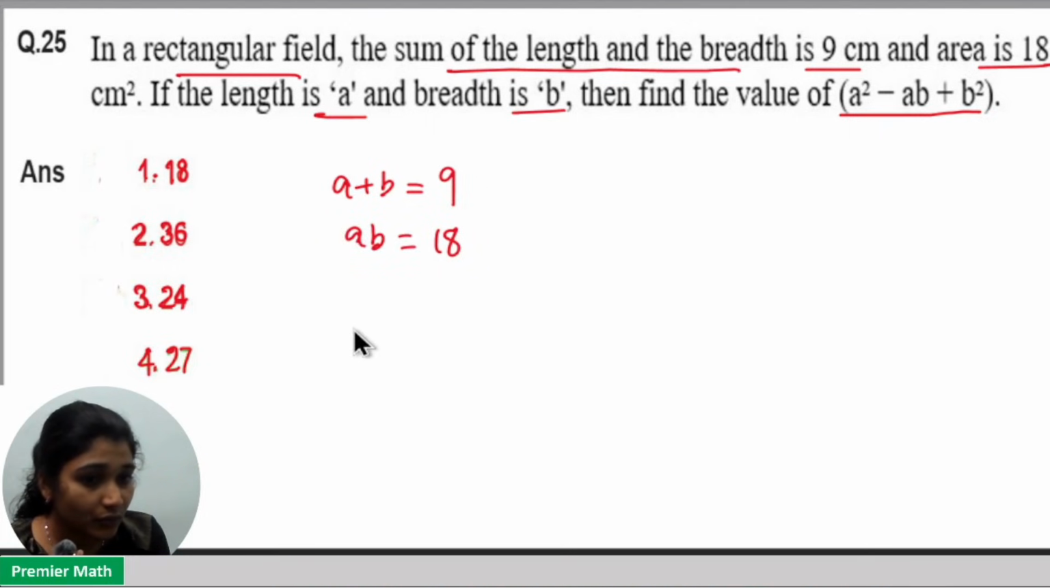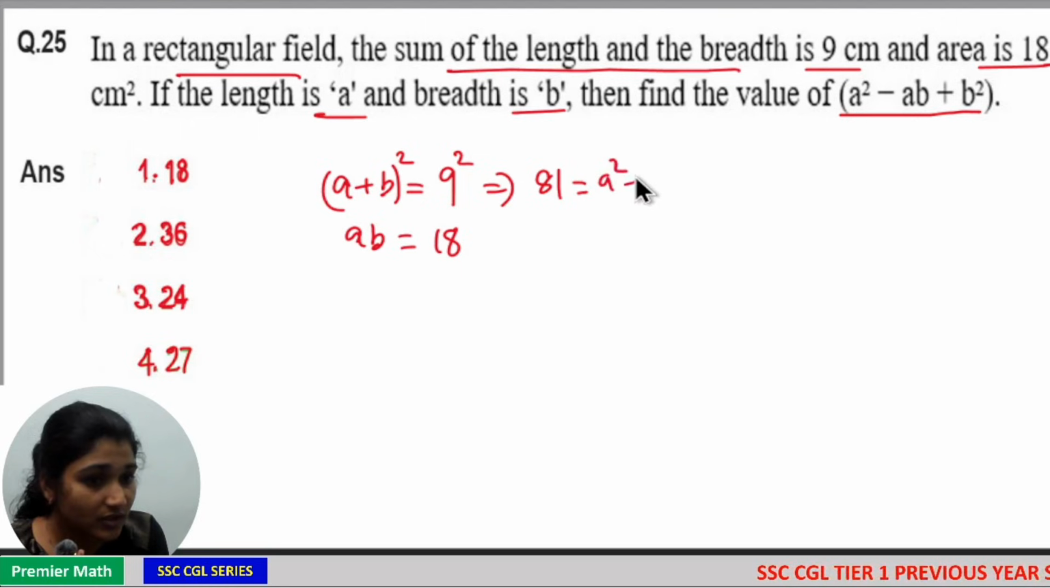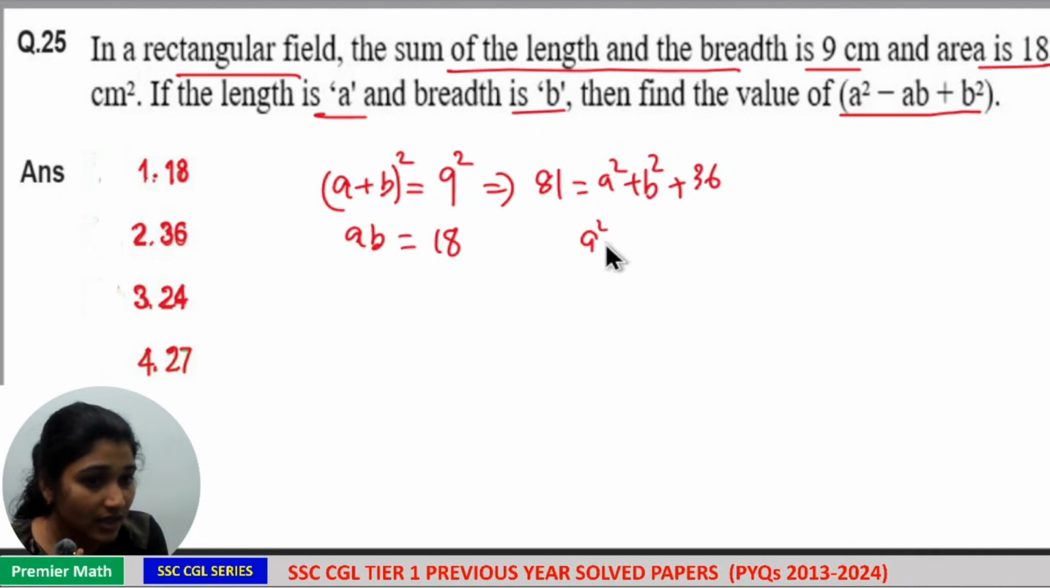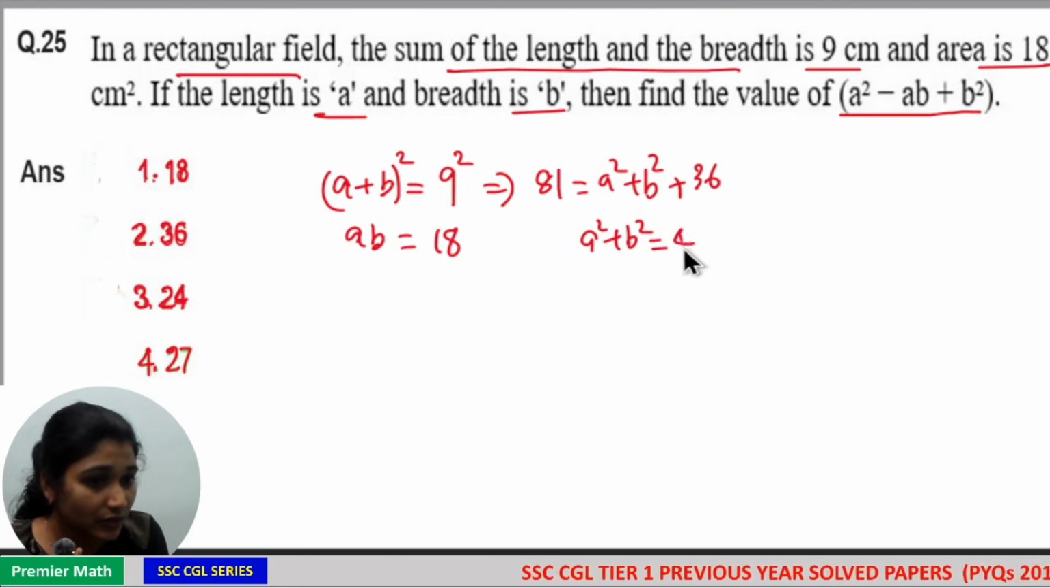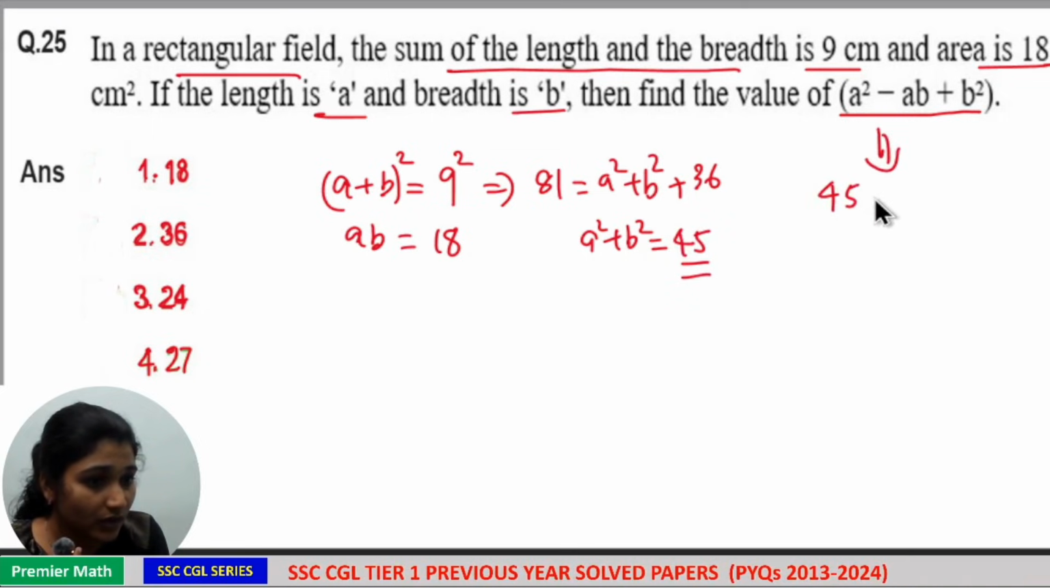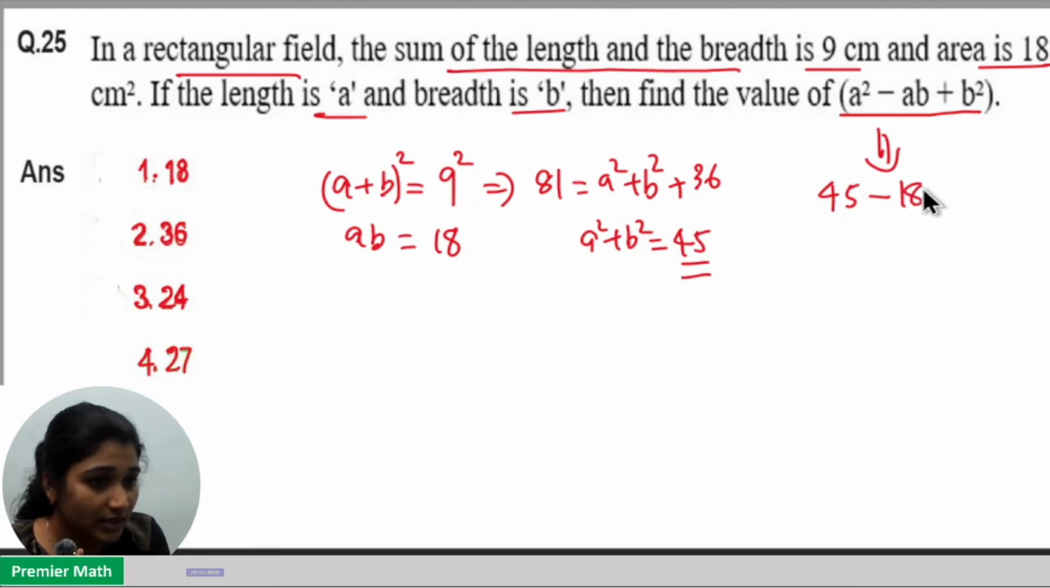Now, if you take A plus B the whole square, which is equal to 9 square, means 81, here it is equal to A square plus B square plus 2AB. 2AB is equal to 2 into 18, 36. From this, A square plus B square is equal to 81 minus 36, means 81 minus 30 is 51, 51 minus 6 is equal to 45. Then this will become 45 minus AB, which is 18. 45 minus 18 is equal to 27. Option 4 is your answer.